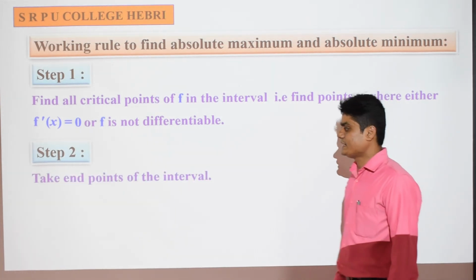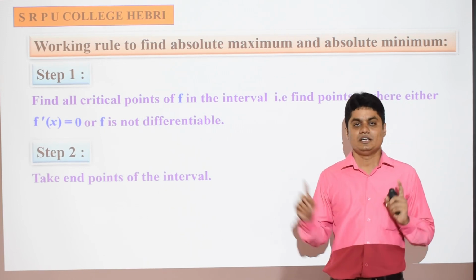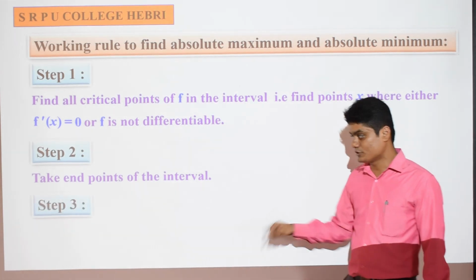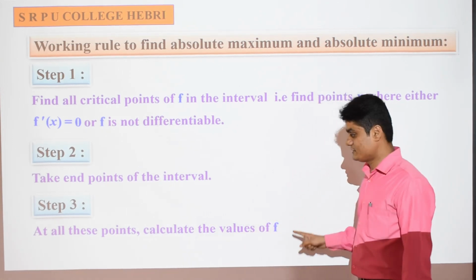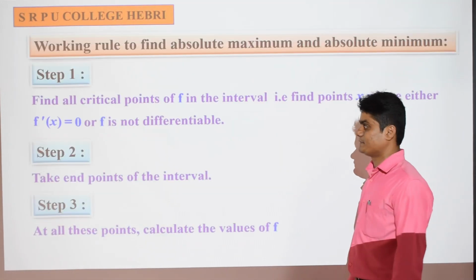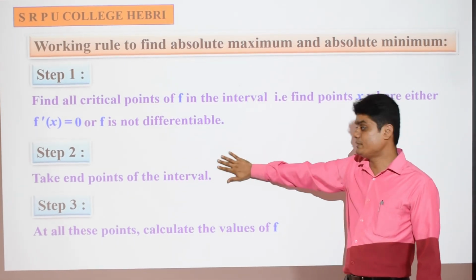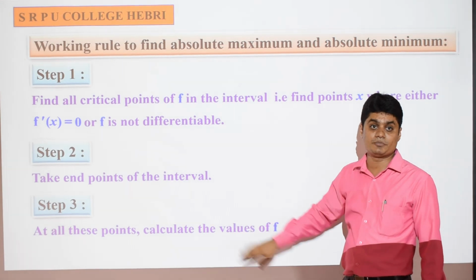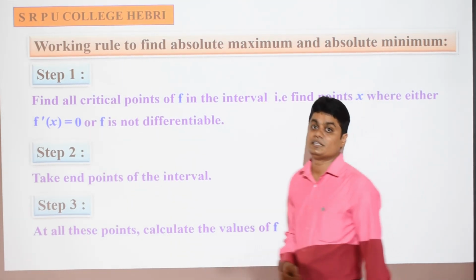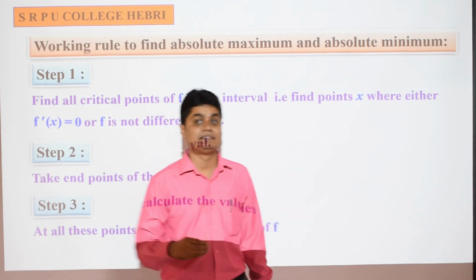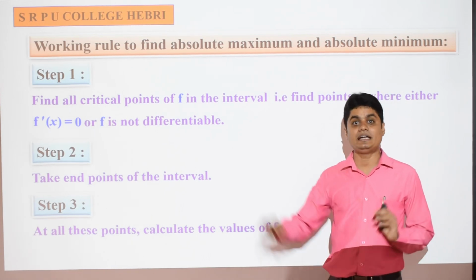Step 2: take the endpoints of the interval. For the previous example, the interval is 1 to 3. Substitute these points in f(x) and calculate the value of f. You must find the values at all the critical points and at the endpoints of the interval. List out all the values of f(x), first at the critical points, then at the endpoints of the interval. Only at the endpoints of the interval and the critical points.